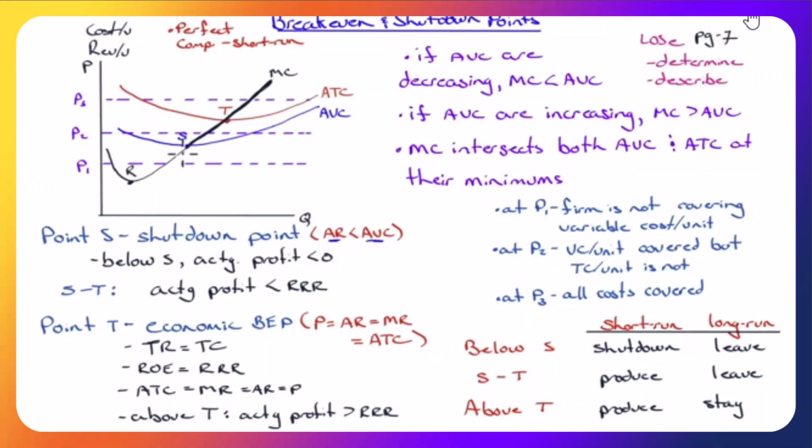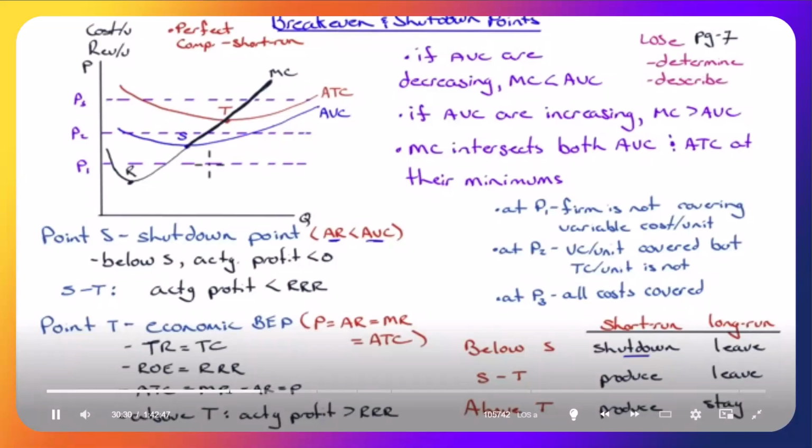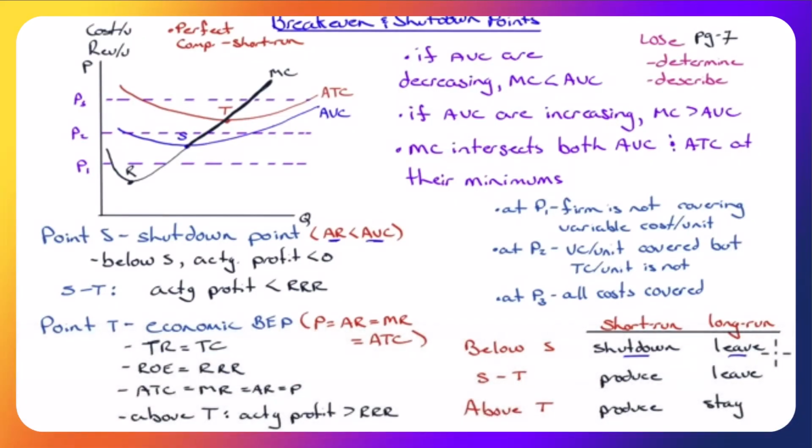So below point S, accounting profit is less than zero. We're losing money. We know that. And on the chart down here, if we're below S in the short run, we should just shut down. We should just not make anything. In the long run, if we can't fix that situation, we should just leave the industry altogether. So that's what S is. S is called the shutdown point. Below S, we shouldn't make anything.